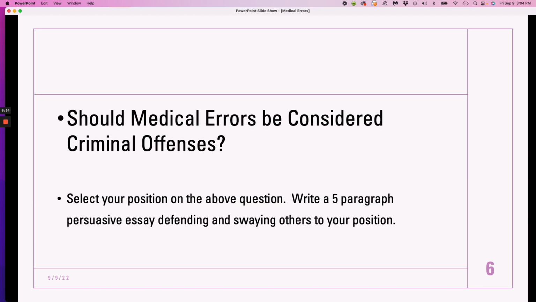That brings us to what you'll be doing with that information after you research it. The question you'll be responding to is, should medical errors be considered criminal offenses? You're going to select your position on that question: either yes, you think that is appropriate, or no, you don't. You're going to write a 5-paragraph persuasive essay defending or swaying others to your position. So you decide which way you're going to take a stand, and then try to convince others to go with you.